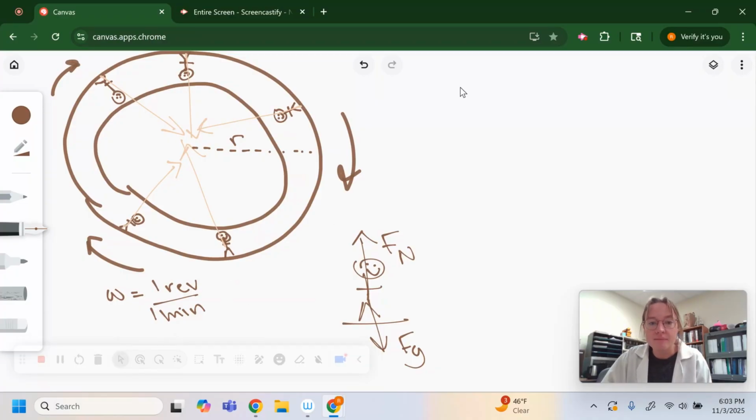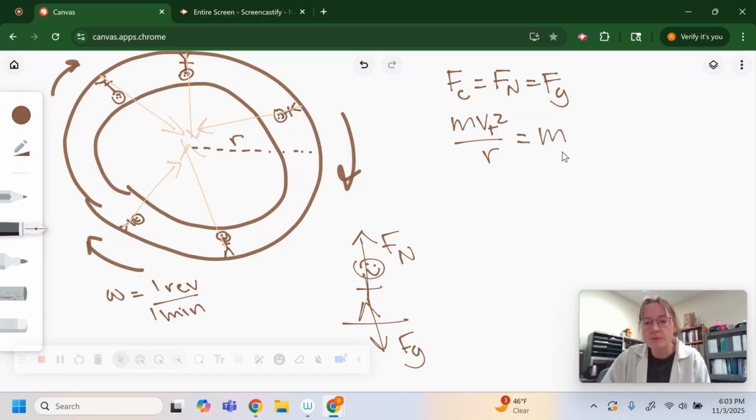Now, here's the key. If we're going to make this feel like Earth, we need the normal force to feel exactly like a person's weight. And the normal force we know is a centripetal force in this case because it's what's keeping those people going in a circle. Their inertia would have them go flying, but the normal force keeps them going in a circle, so it's acting as a centripetal force. We know that the strength of the centripetal force is m v_t squared over r. And we know that Fg, a person's weight, would equal mg on Earth. It's how much weight we want them to feel like they have, or how hard we want the normal force to be pressing up on them.